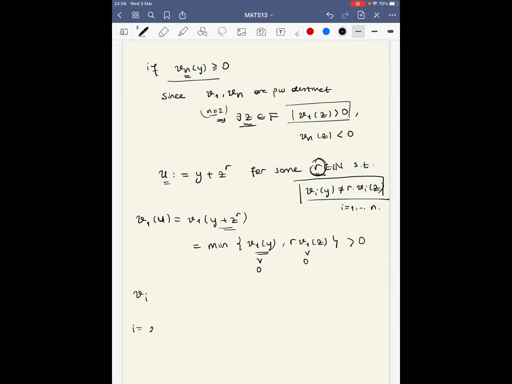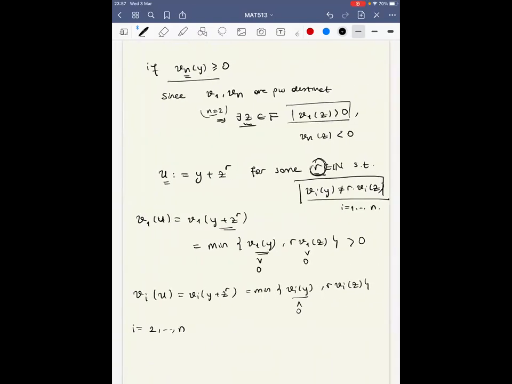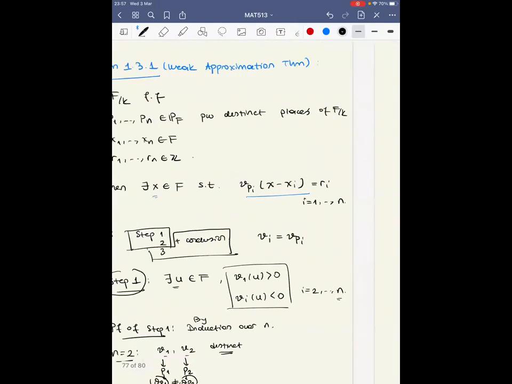And for the other valuation maps, again by the strict triangle inequality, and by our assumptions such that vi of y is negative, and vi of z, I mean, if this is negative, actually we don't need to compute the vi of z, even though it's positive or negative, this valuation should be negative. And we can see for each case the existence of such a function that satisfies this desired property.